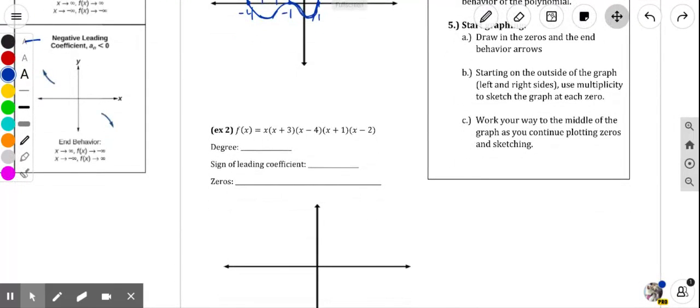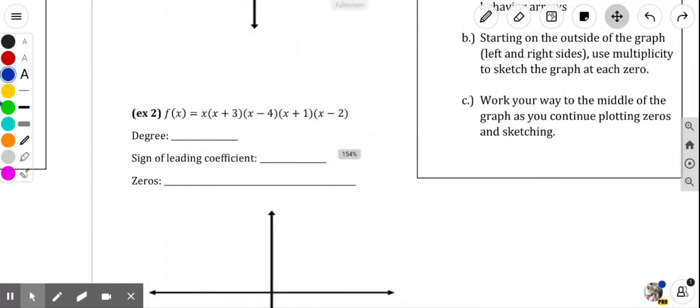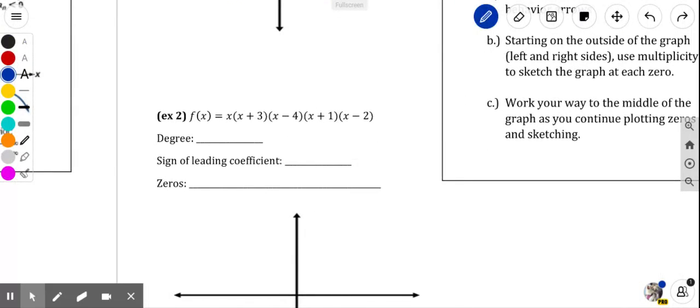Okay, let's look at this one. This one has a lot of factors. We have 1, 2, 3, 4, 5. They're all multiplicity 1. So that's a degree of 5, which is an odd degree. If you look in the front, also a positive. So that's a positive leading coefficient.